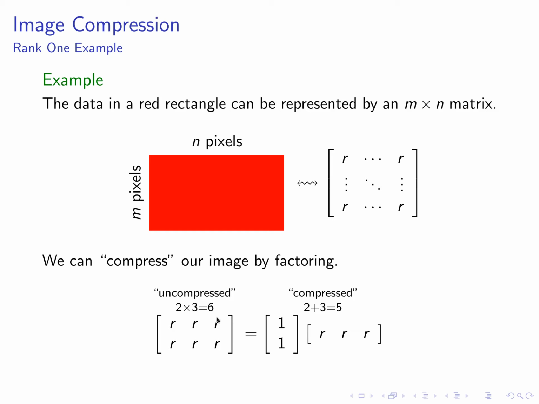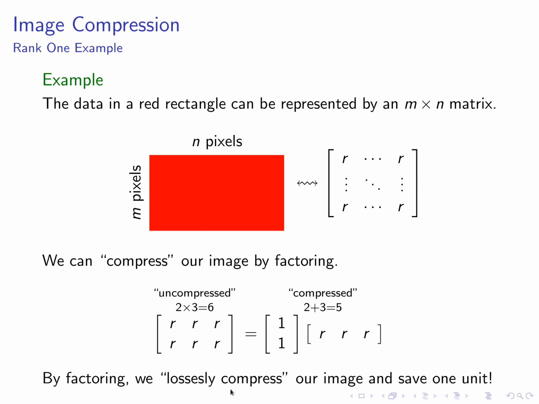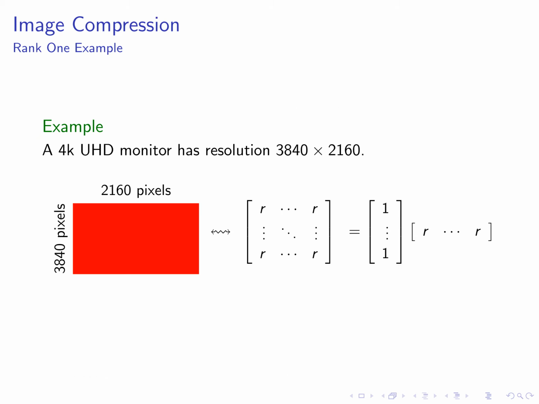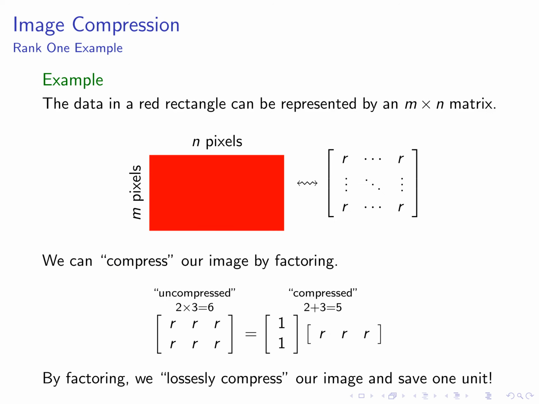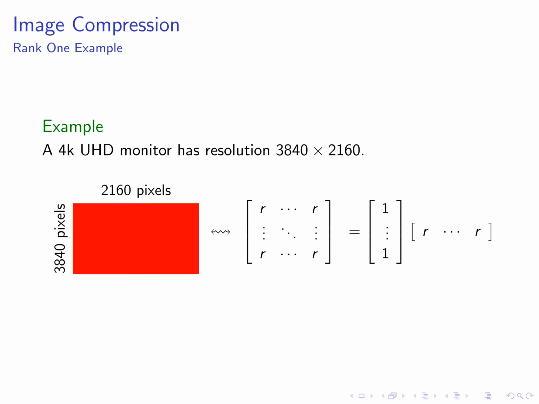So by factoring our 2 by 3 matrix as the product of a 2 by 1 and a 1 by 3 matrix, we actually save ourselves 1 piece of information, and we don't lose any quality in this process. So by factoring, we losslessly compress our image, and we save 1 unit. Now, this might seem somewhat silly. After all, the difference between 5 and 6 is not that great. However, if we scale the example, we realize that this actually can be quite useful.